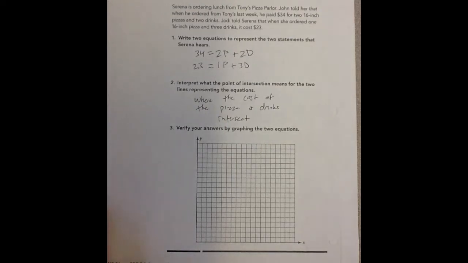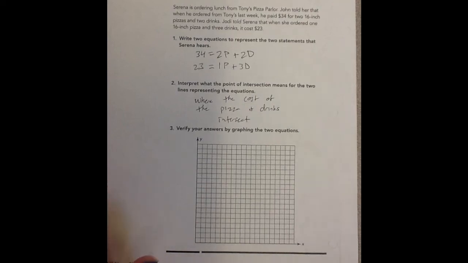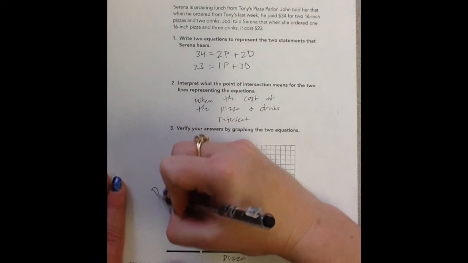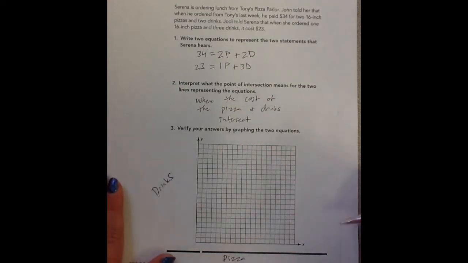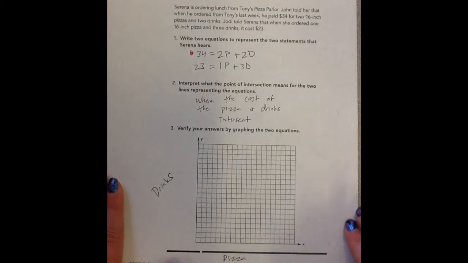So we're going to graph them. Because these are standard form equations, we're going to graph them using the intercepts. So basically, what are the zeros for each of them. We'll do X is pizza, and Y is drinks. You do not have to use 2 different colors, but you might want to because it's easier to look back and see what you did. So I'm going to use red for that first equation.